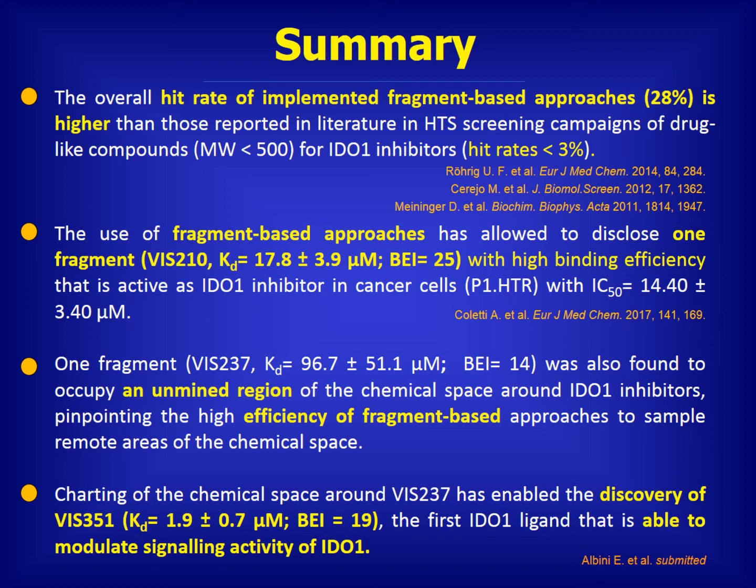We also were able to disclose one fragment, this 237, that was found to occupy an unmined region of the chemical space around IDO inhibitors, suggesting the high efficiency of the fragment-based approach to sample remote areas of the chemical space. Now, charting the chemical space around this 237 has enabled us to discover this 351, which is a very potent binder of the enzyme with a high binding efficiency index, and is actually the first ligand that is able to modulate the signaling activity of IDO1.